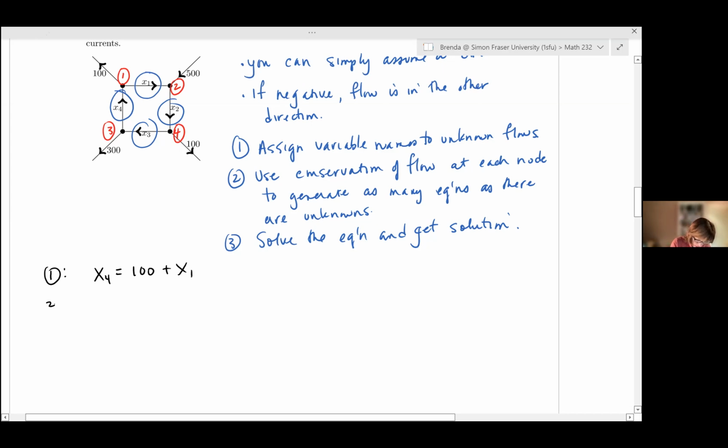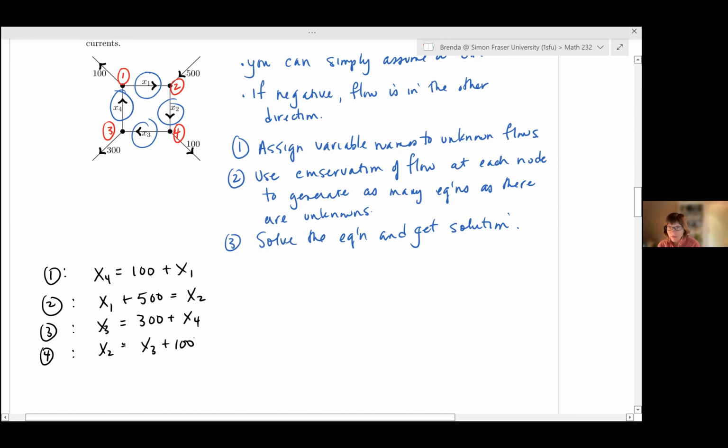Okay, same thing on node 2. Let's take a look at what the flow coming in is. The flow coming in is x1 coming into the node, plus 500 coming into the node, and what is going out? x2. I look at node 3. What is coming in? That is x3, and what is going out is 300 plus x4. And then node 4, what's coming in? x2, and what is going out? x3 plus 100. Okay, so here we have now 4 equations and 4 unknowns.